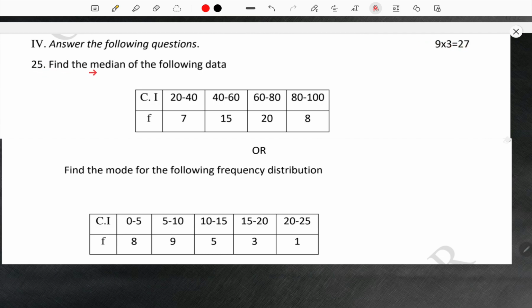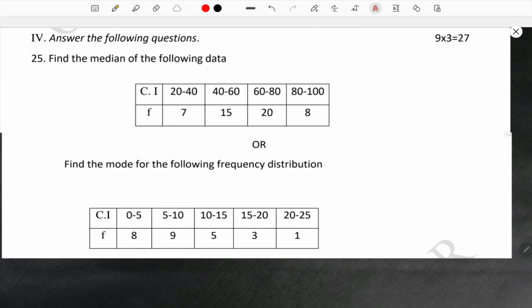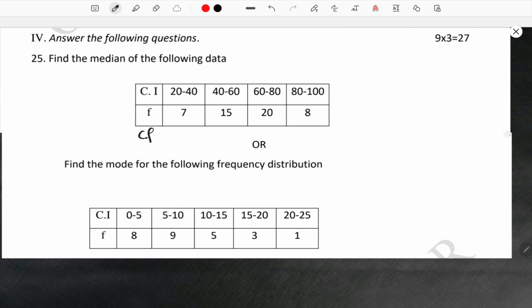25th question goes like this: find the median of the following data. They have given some data and they are asking you the median. You know how to find the median, right? So let us write down this table. Otherwise you can do CF here only. You have to find the cumulative frequency, because when you find it, it becomes easy to find the median.